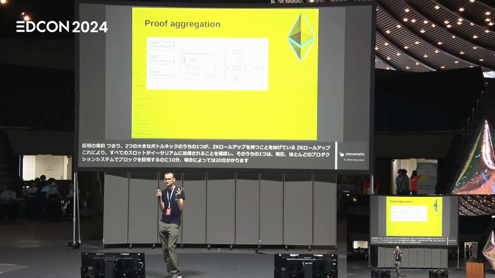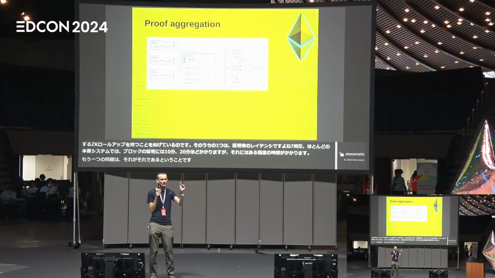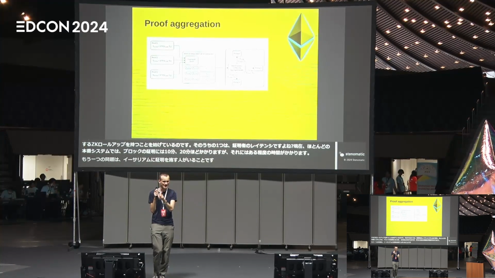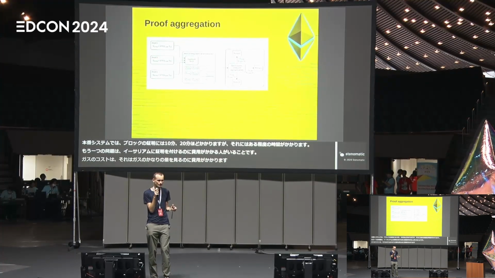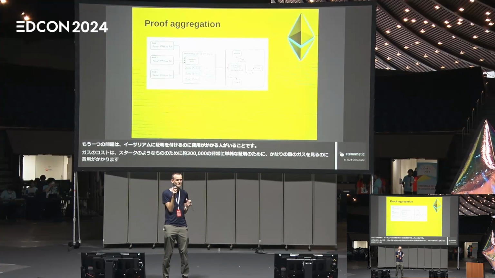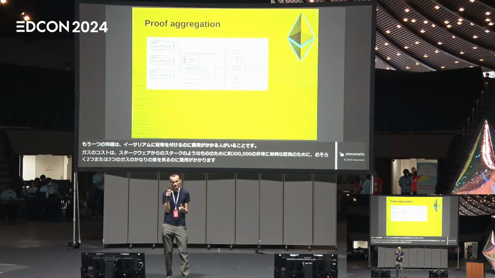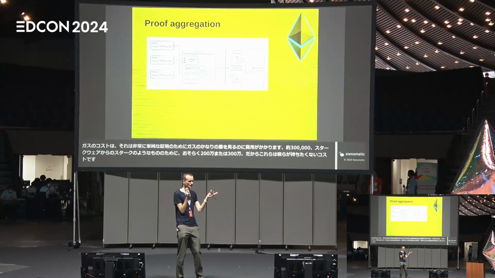The other problem is that putting a proof on Ethereum costs gas, right? It costs quite a lot of gas. For a very simple proof, about 300,000. For something like a Stark from Starkware, maybe 2 or 3 million. So these are costs that they do not want to have to pay in every single slot.